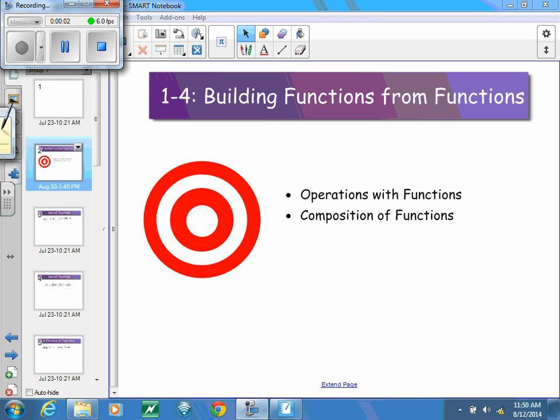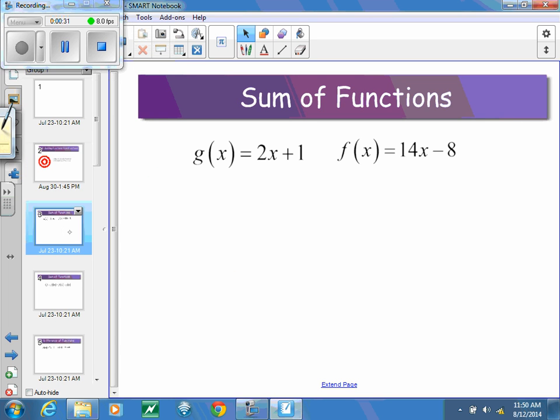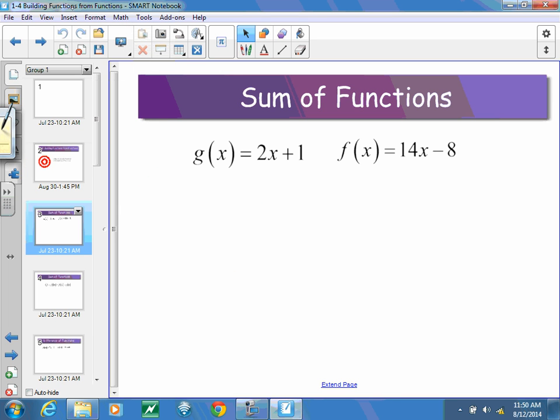All right, section 4, we're going to be talking about building functions from functions. And you'll remember that when we did our prerequisite sections for pre-calc this year, that we talked about how to evaluate functions using function notation. And so now what we're going to be doing is we're going to be using operations with functions. So adding, subtracting, multiplying, dividing, and then we're also going to be looking at what's called the composition of a function.